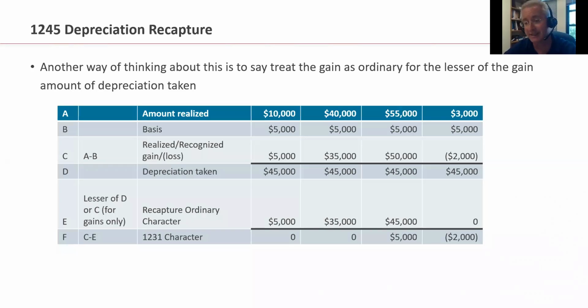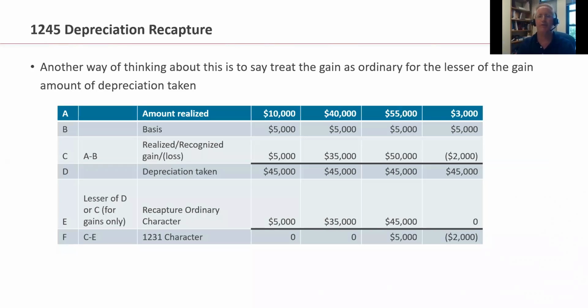So when I have a loss, there is no recapture. Recall that depreciation recapture applies to only gains. As a result, that 2,000 falls down to 1231. Well, what's a net 1231 loss treated as? An ordinary loss. It's the same as depreciated, right?